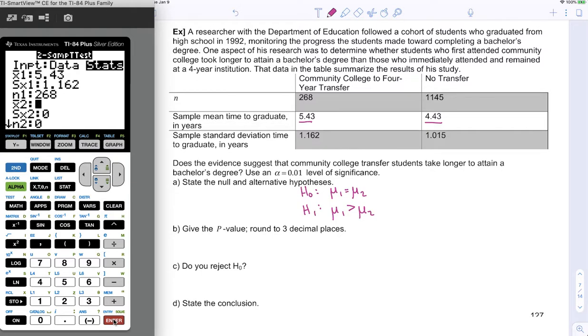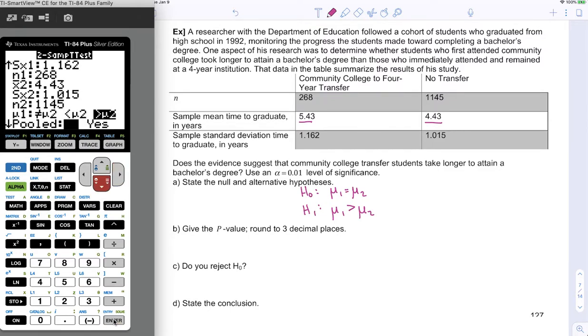All right, x bar 2 is the graduation time for the four-year students. So 4.43 was the sample mean. The standard deviation is 1.015. And the sample size this time was 1,145. Our alternative hypothesis was a greater than hypothesis. For pooled, we're going to leave that as no every single time. Don't worry about it. We'll never have to change it. It just means that we're not assuming equal variances for the two populations. And then go to calculate.